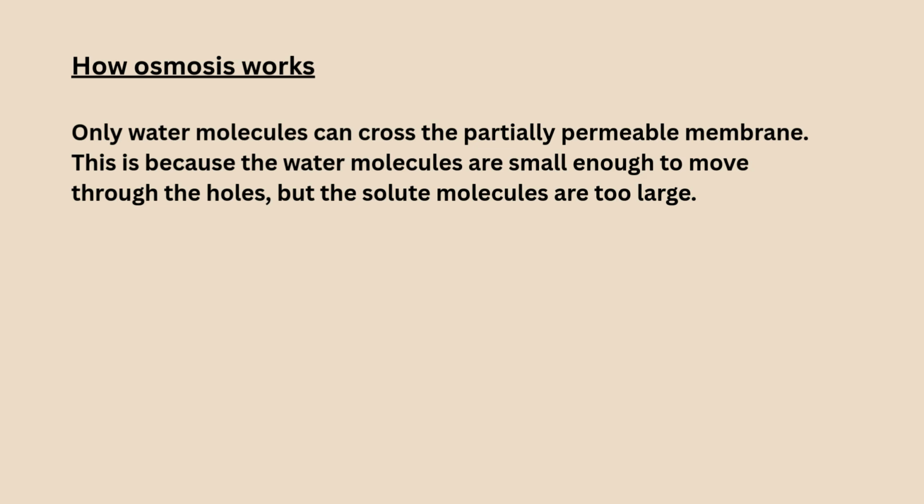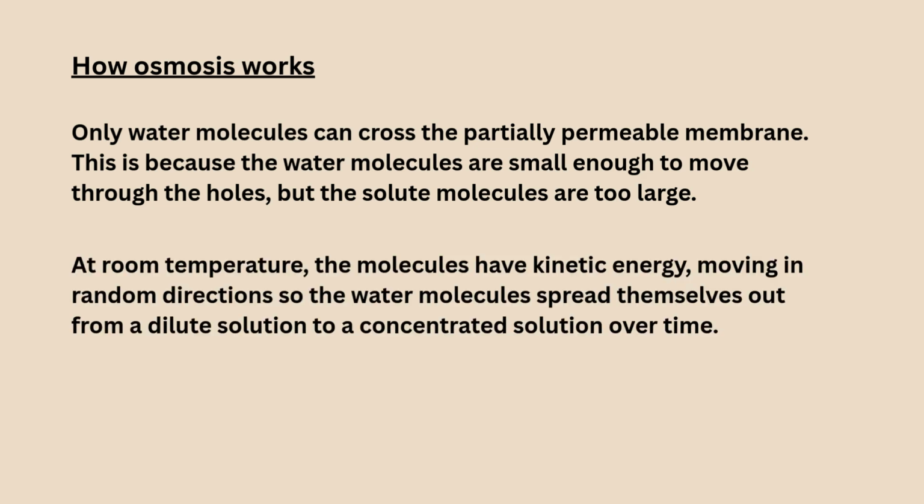How osmosis works. Only water molecules can cross the partially permeable membrane. This is because the water molecules are small enough to move through the holes, but the solute molecules are too large. At room temperature, the molecules have kinetic energy, moving in random directions, so the water molecules spread themselves out from a dilute solution to a concentrated solution over time.